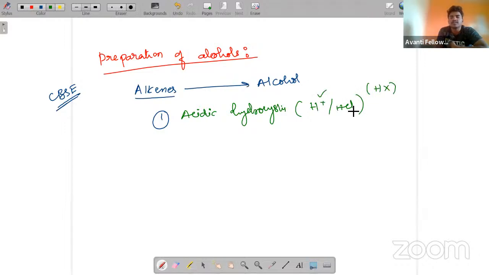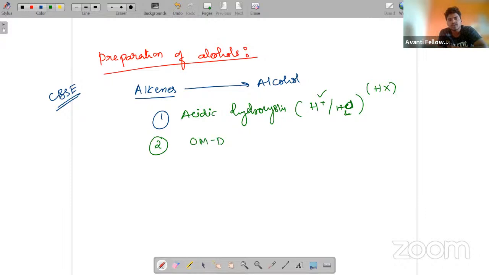So H plus, sorry, H2O guys. This H plus can come from any particular acid like HX or HCl, HBr and all. We'll discuss that in detail, but generally H plus indicates the acid acting as a catalyst, meaning at the end of the reaction it will come back again. Now, the other one is OMDM.